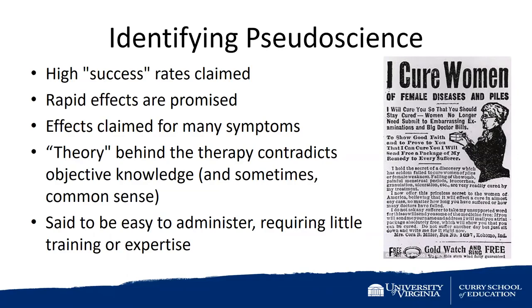Oftentimes, these interventions also claim to be easy to administer, requiring little training and expertise. Think about those QVC ads about cleaning products or hair regrowing treatments. Those are examples of strategies along the same lines. It works immediately, or it works in 2 weeks. Your whole head of hair will be regrown if you just use this product, and it's only $19.95. Exaggerated claims like that are often good signs that you should be wary of an intervention.